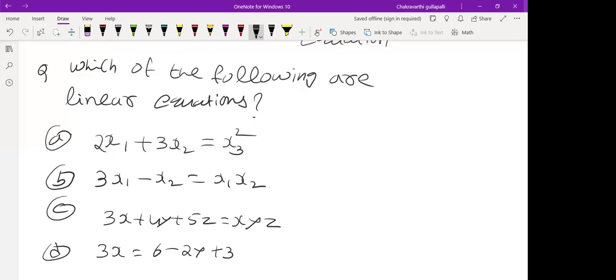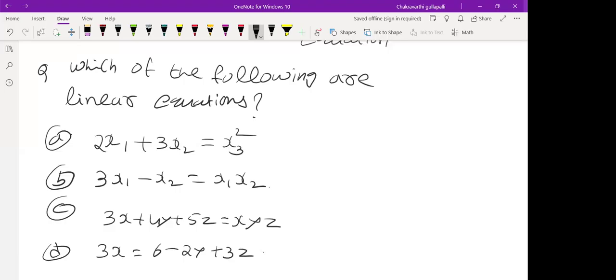Can you tell me which are linear, which are not linear? D is linear, ma'am. Only option D is linear. So, some are saying B is linear. Some are saying D is linear. Tell me. Any more answers? Which are linear? D only, madam. Option D only. Some are saying B also. First one definitely. Option D.